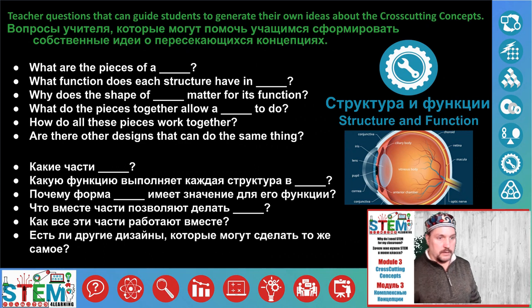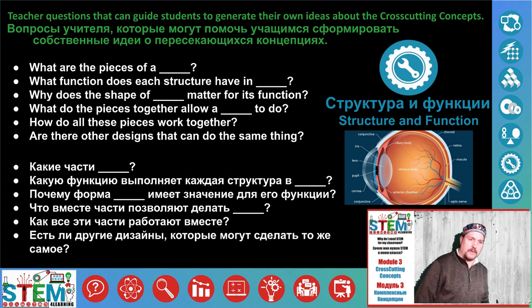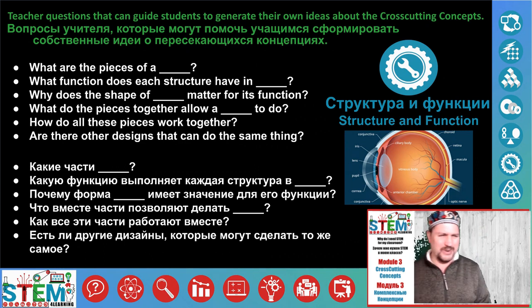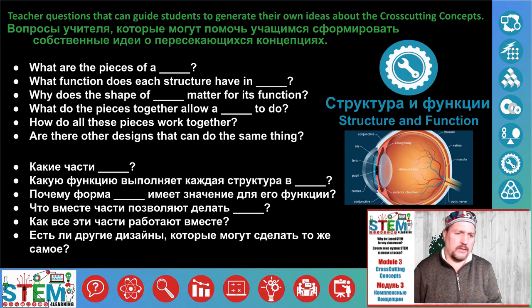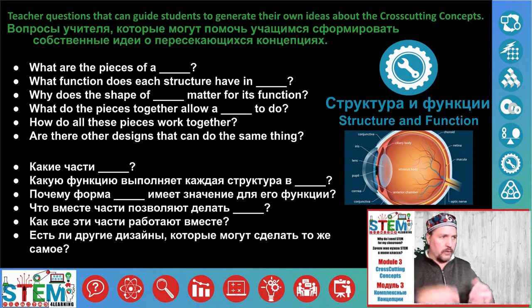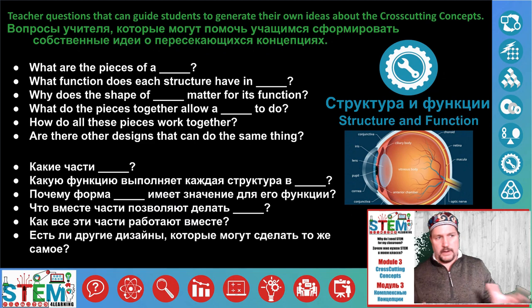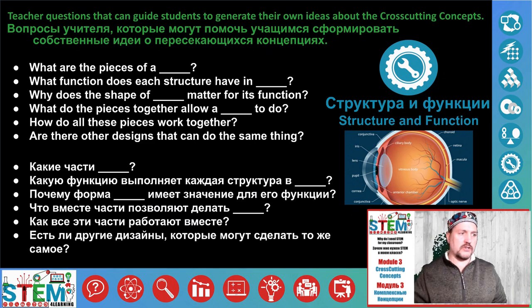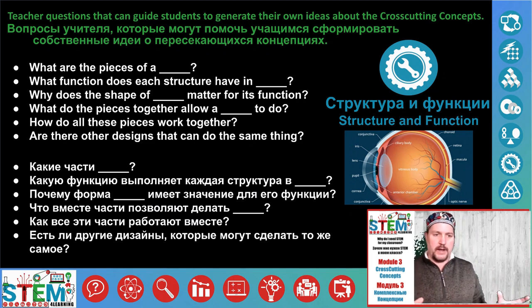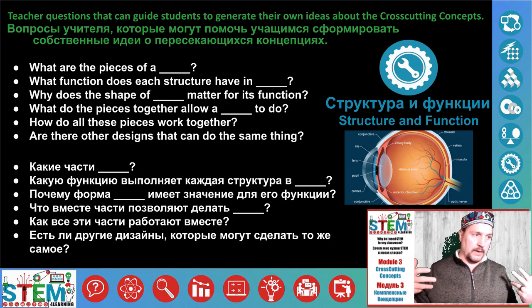Structure and function. Okay, what are the pieces of an eyeball? What does the lens do? Why is it shaped the way it is? Why isn't it square? Why is it round? What do the muscles do? What's the shape of it have to do with its function? You can think about gears and connections and interrelationships. How do all those pieces of our eye work together that I see something?